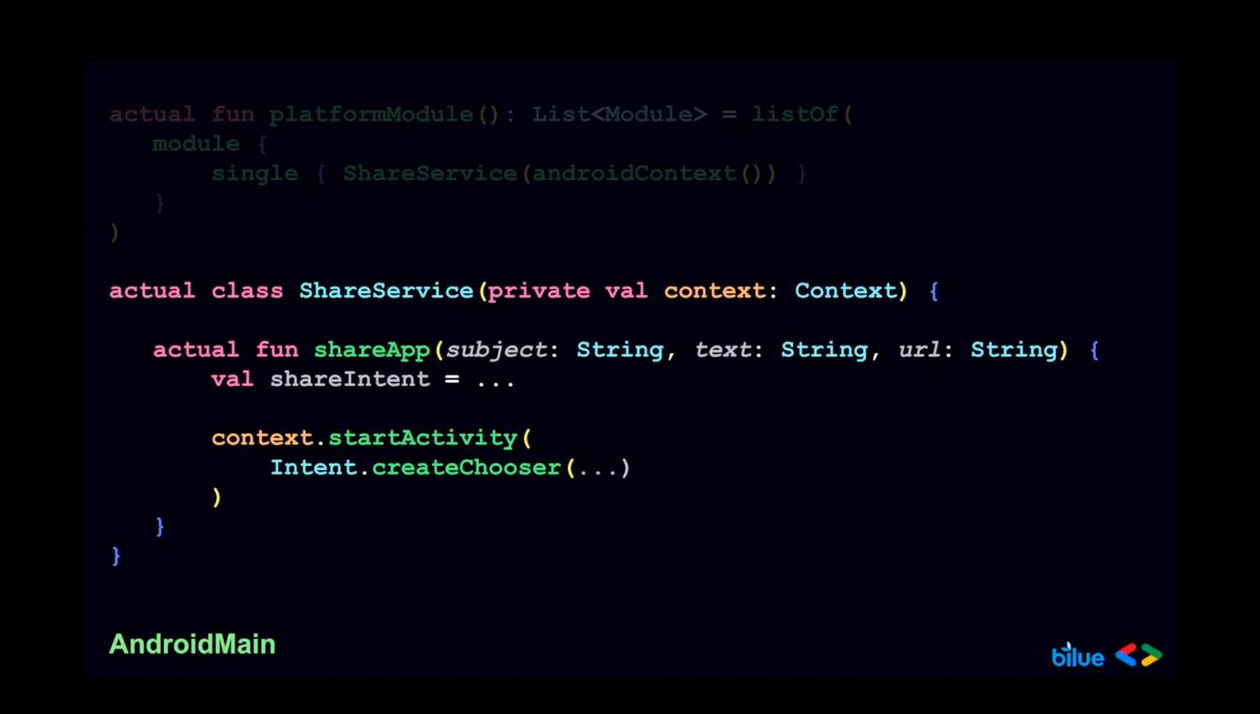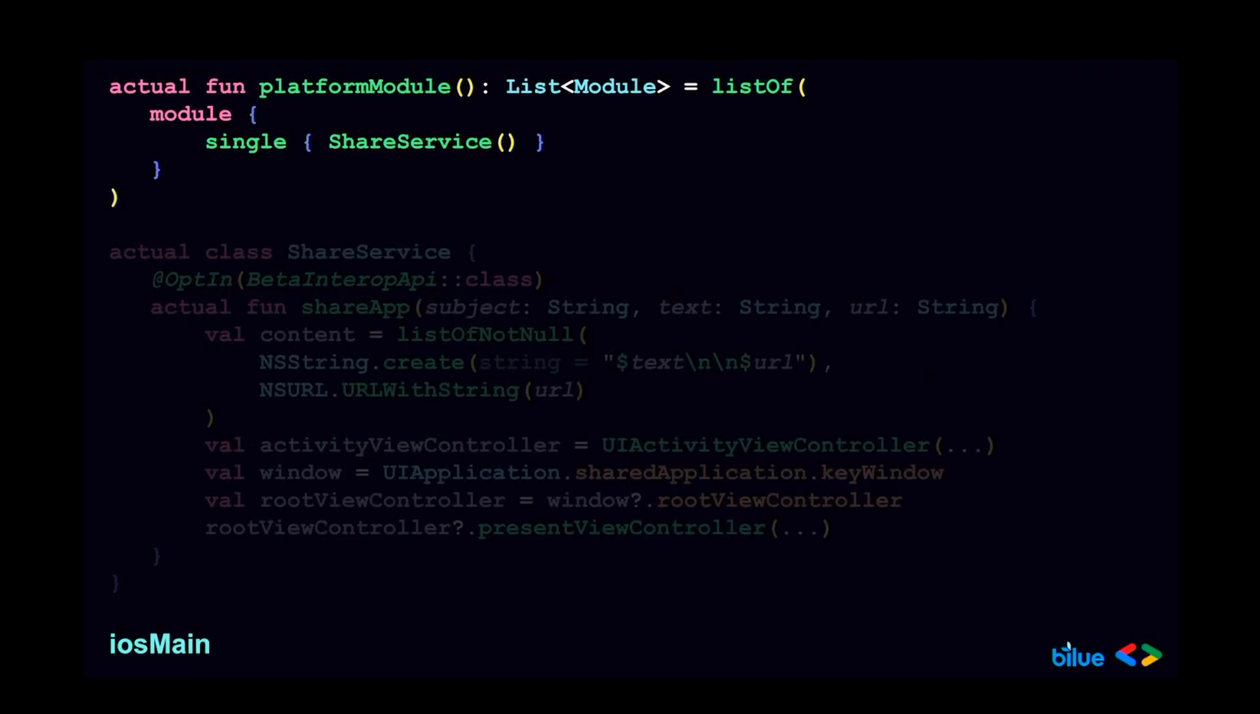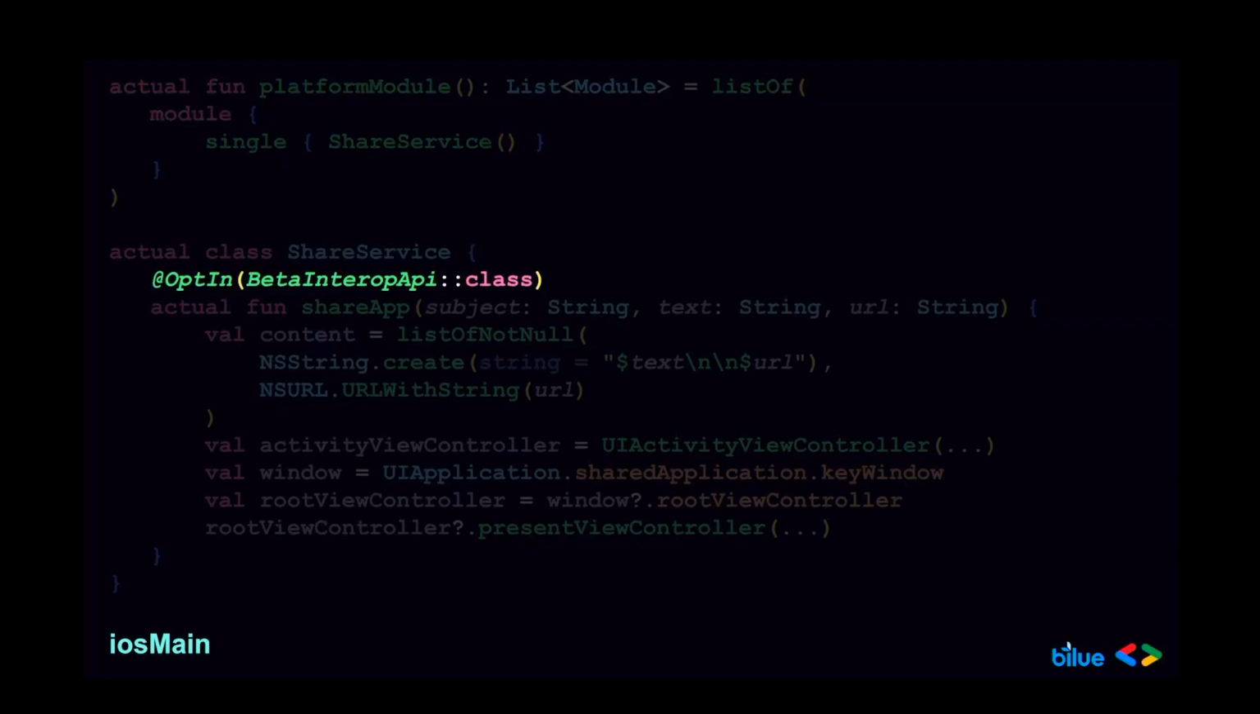Then in my share, I've got actual function for the share app. I would create my intent, start the activity, all the stuff you're used to if you're developing Android. It's all native Kotlin code. For iOS, again, I can inject using Koin the implementation of iOS share service. In this case, I don't need to have the context at all because iOS has no concept of context, so I don't need to pass it in.